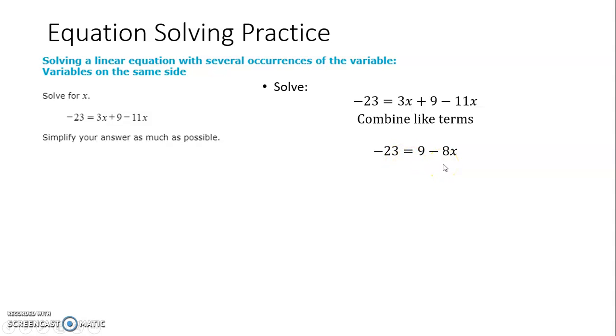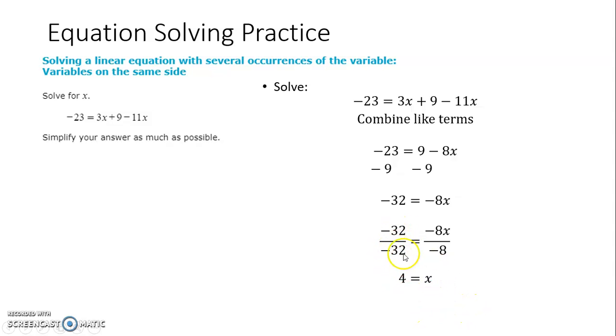Now we need to combine like terms and get all the numbers to the other side. Since we already have our negative 8x over here, let's subtract 9 on both sides to get it over with the negative 23. So taking 9 away from both sides, we get negative 32 equals negative 8x. And then we just need to get x all alone. So we simply divide both sides by negative 8. Looks like this. The negative 8's cancel, and we get x equals 4.